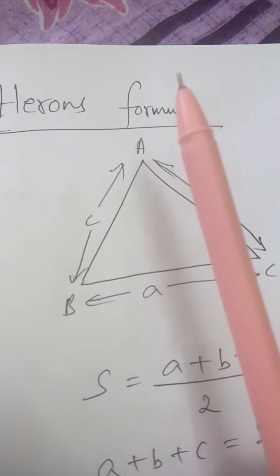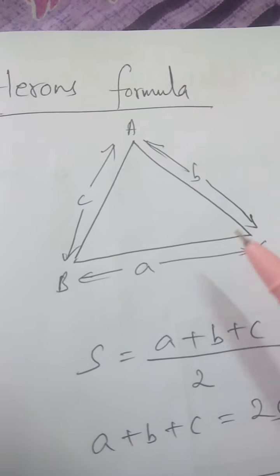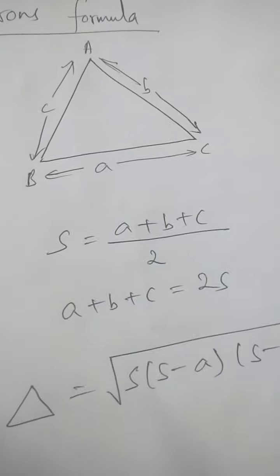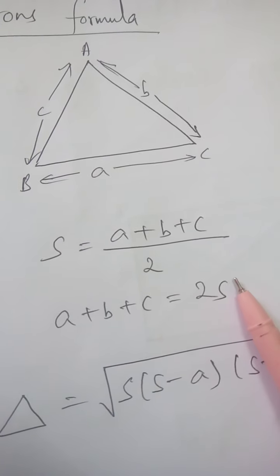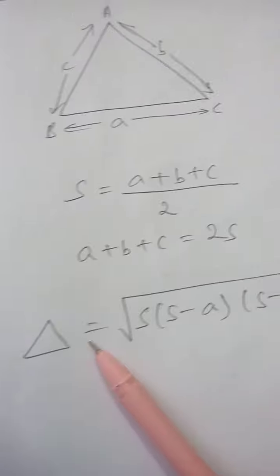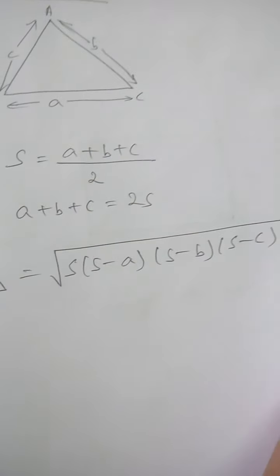Heron's formula. We will use Heron's formula for any triangle. So A, B, C, three sides are given. S is the semi-perimeter, A plus B plus C by 2, or A plus B plus C is equal to 2S. So delta is equal to under root S into S minus A into S minus B into S minus C. This is the area formula.